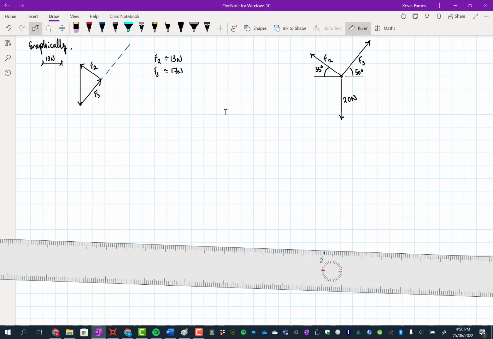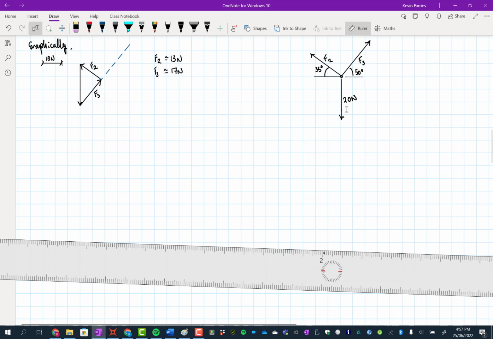Now the second way we can do it is using trig, so we're going to use the same thing as when we're combining vectors. And so we're going to have a look where the x and y components are. We're going to check all the x components add up to 0, all the y components add up to 0. So let's have a think about this for a minute.